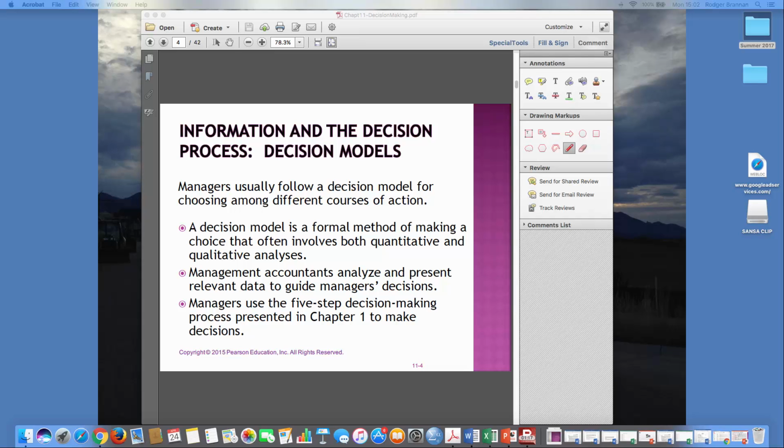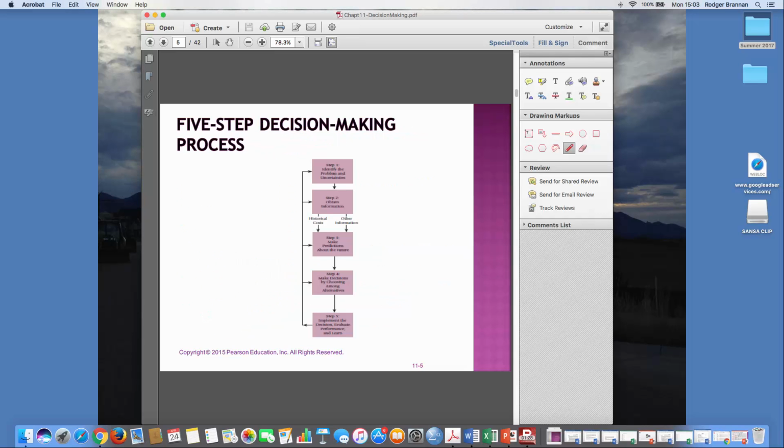Now, again, the role of management accounting is to provide the information to help managers in particular make these kinds of decisions. I wouldn't make a huge issue of this five-step process. But again, a decision is: identify the problem. I need to buy a new machine. This one seems to be not working.